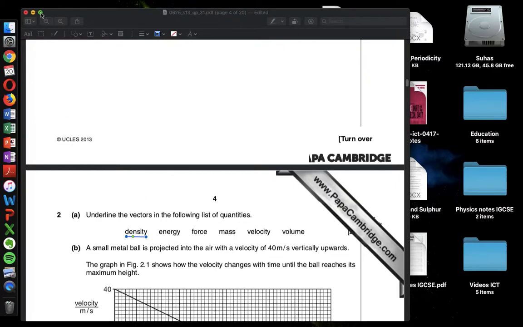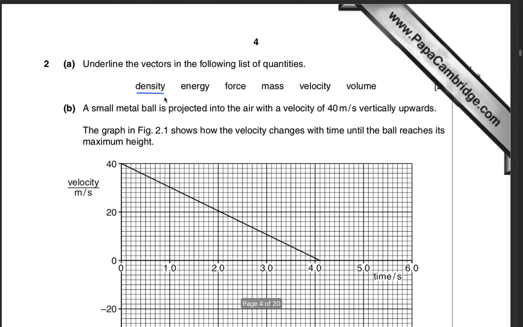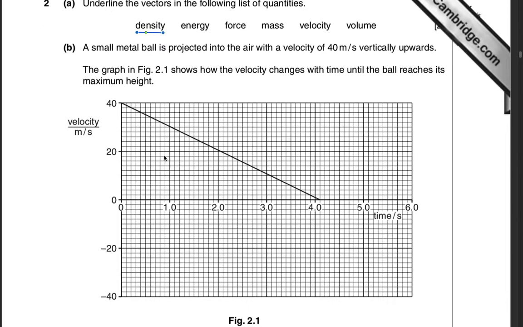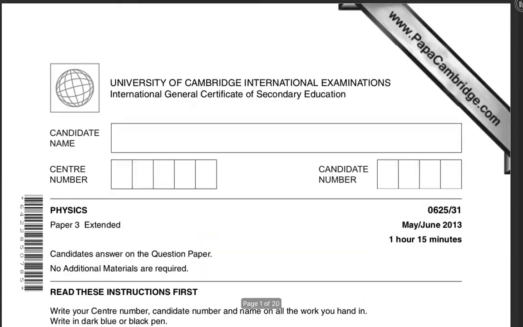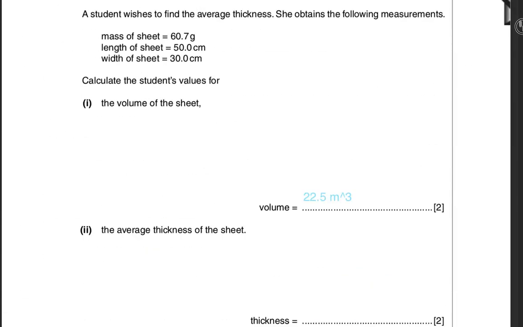Hey guys, so this is density. Let me just tell you which paper this is first. This is May June 2013, paper 31, 1 hour 15 minutes.